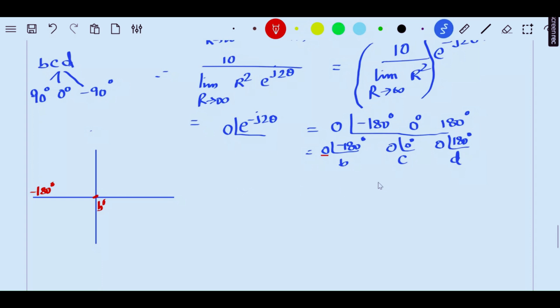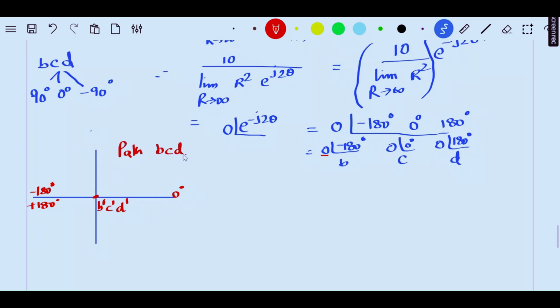Whereas C, the magnitude is 0, angle is also 0 degree. Therefore, this point will also become C dash, the same point. Now when you go with the D, magnitude is 0, which means the same point, whereas angle is plus 180 degree. So this same point is also D dash. So this is the path BCD.